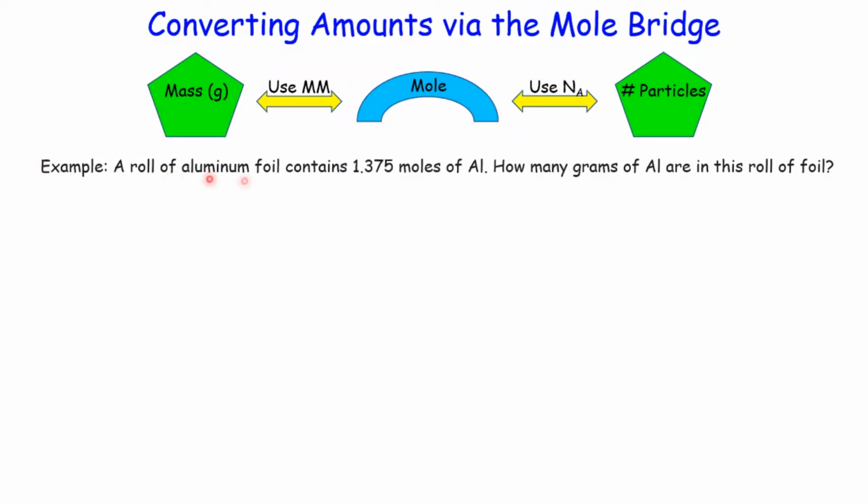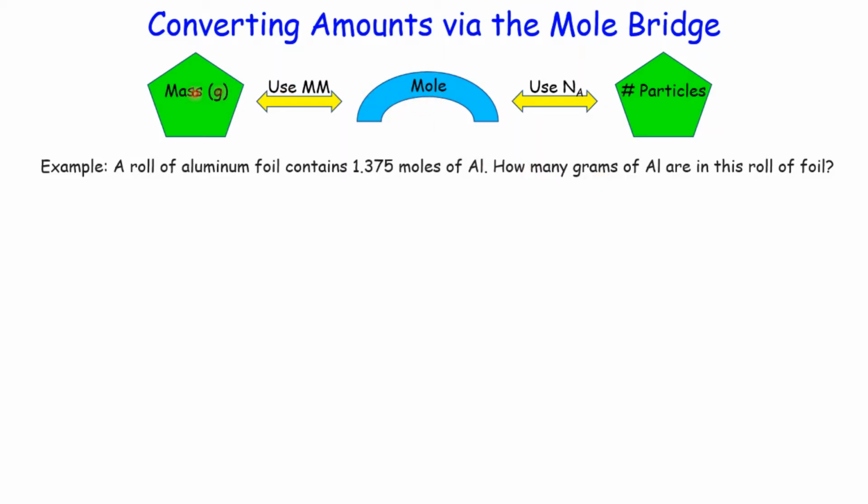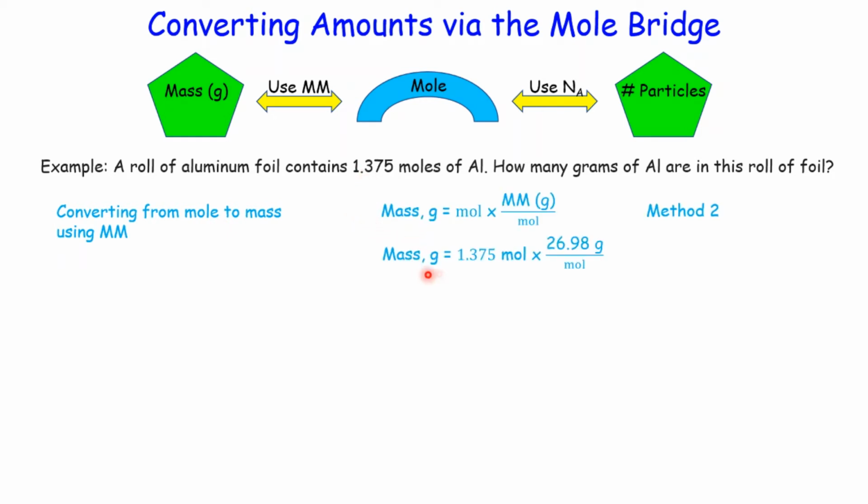First, what do we know? We know the number of moles. And what do we need to find out? We need to find out the number of grams, or the mass. Okay, we are going to do conversion from mole to mass. So we start with what we know. Okay, converting from mole to mass. How many moles? That's 1.375 moles.